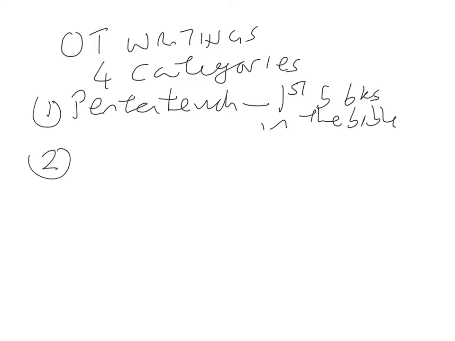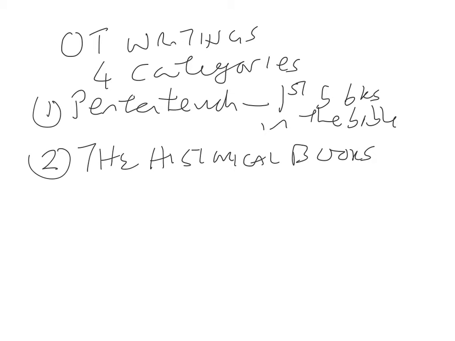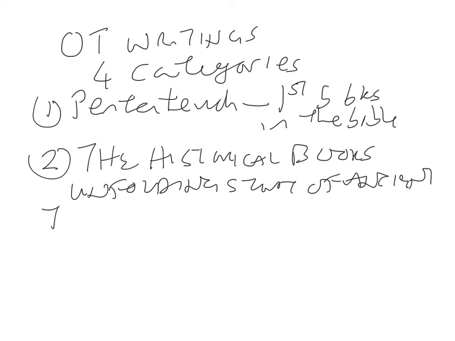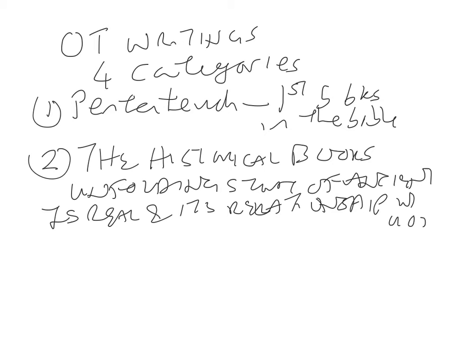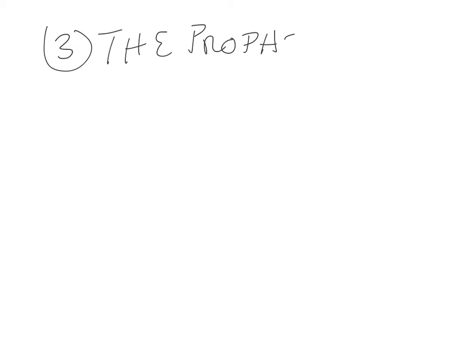Now, another category of books are the historical books. And in these books, you see the unfolding story of ancient Israel, okay, and its relationship with God. Then you have two other categories. You have the category known as the prophets, and so these are collections of writings that reflect the thoughts and the speeches and the narratives of certain prophets.